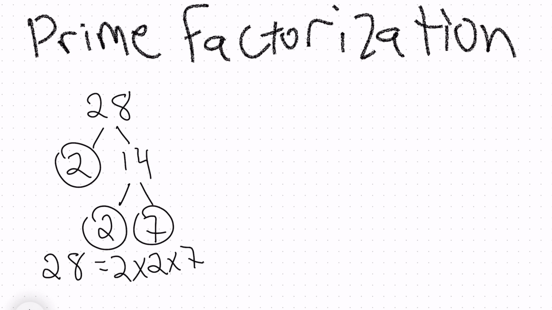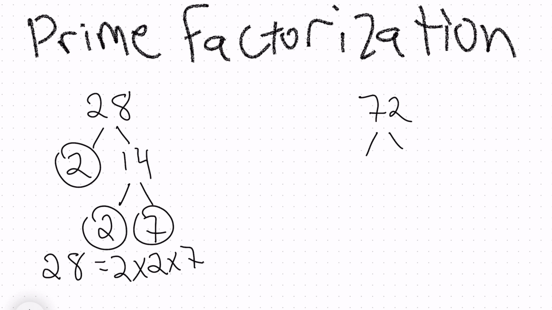Now let's complete another example using 72. Pause the video here. See if you can use the prime factorization using the factor tree in order to find all the prime numbers that make up 72. Pause the video and push play when you're ready. All right, now let's check it together.